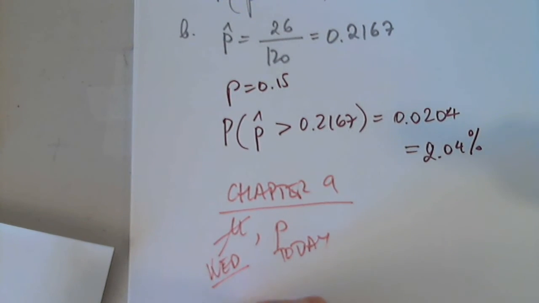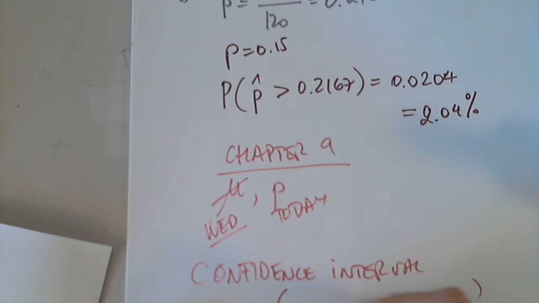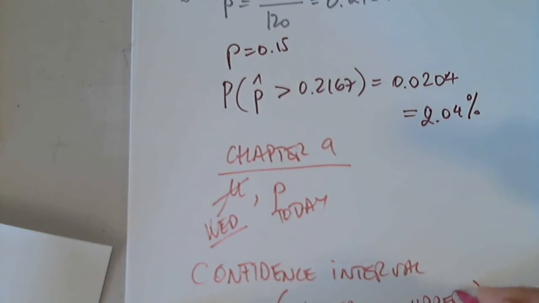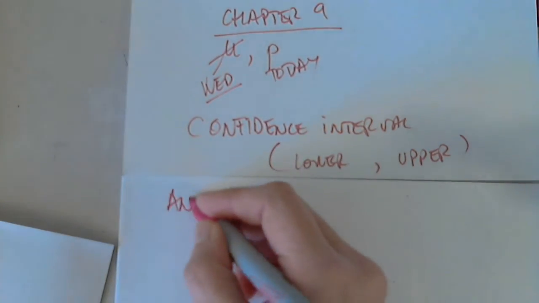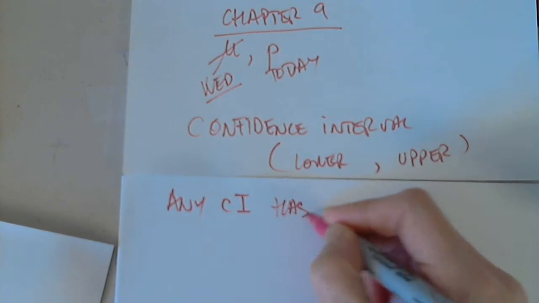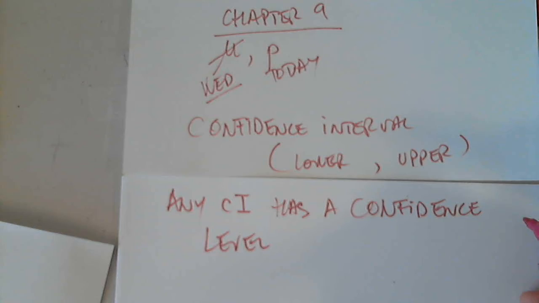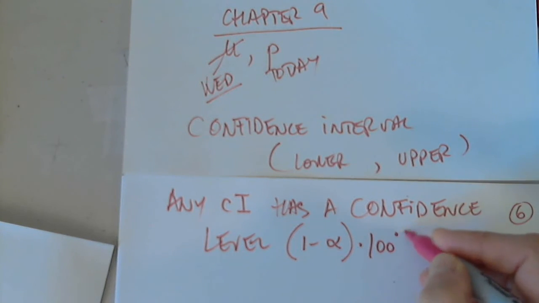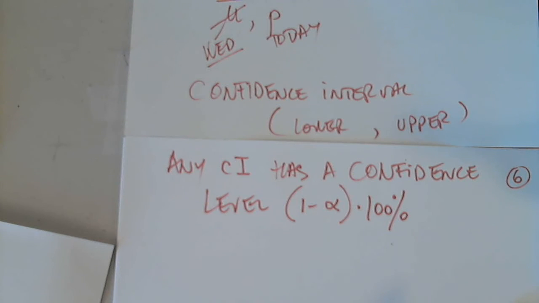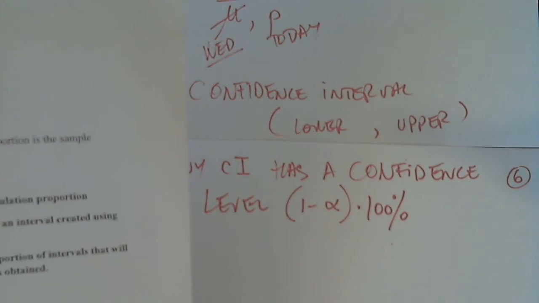So first of all, what is a confidence interval? A confidence interval is an interval: lower, upper. Any confidence interval has a confidence level. The confidence level is 1 minus alpha, and you can ask what this alpha is in a minute, times 100%. So that's the level of confidence or confidence level. In some books, you'll find it as level of confidence. Confidence level is good enough.